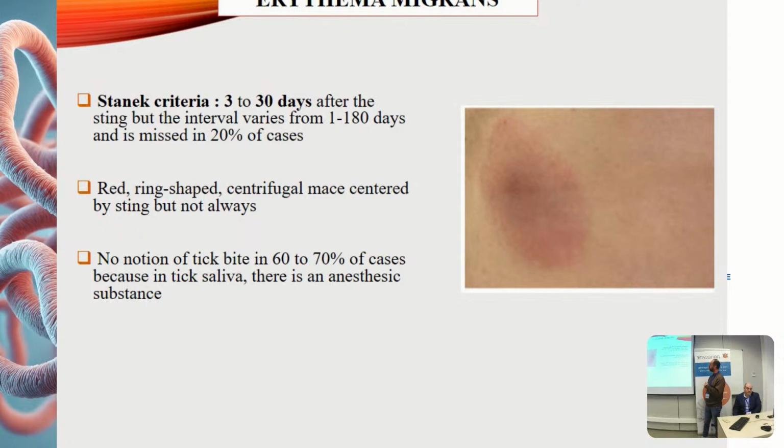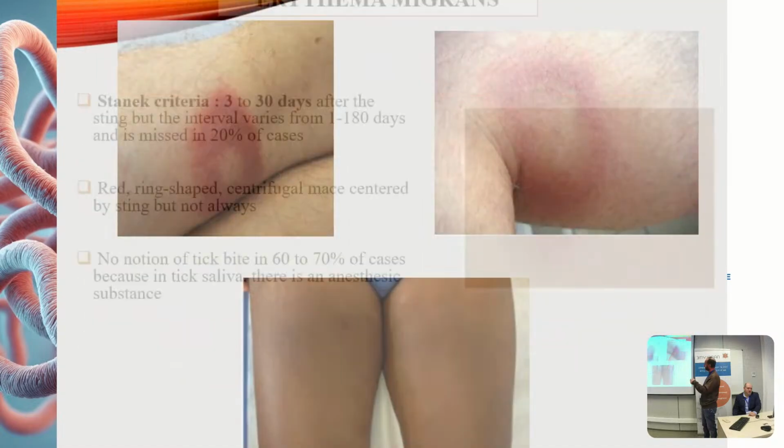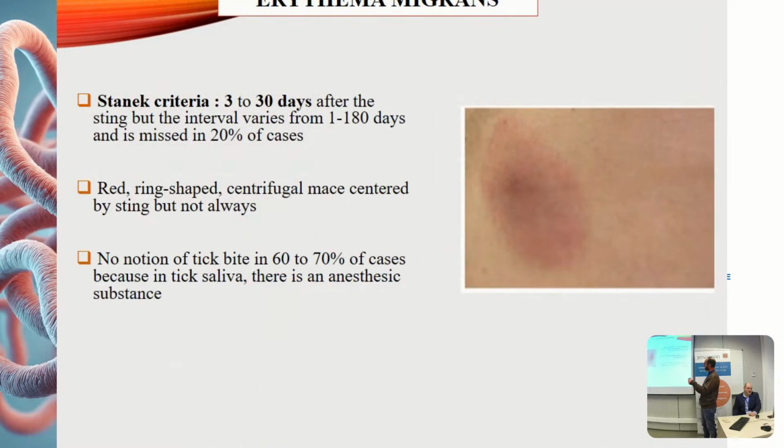So for the first stage, erythema migrans, as Christophe said, theoretically this symptom occurs in the first 30 days. But as you can see, there is a more important interval in certain publications.